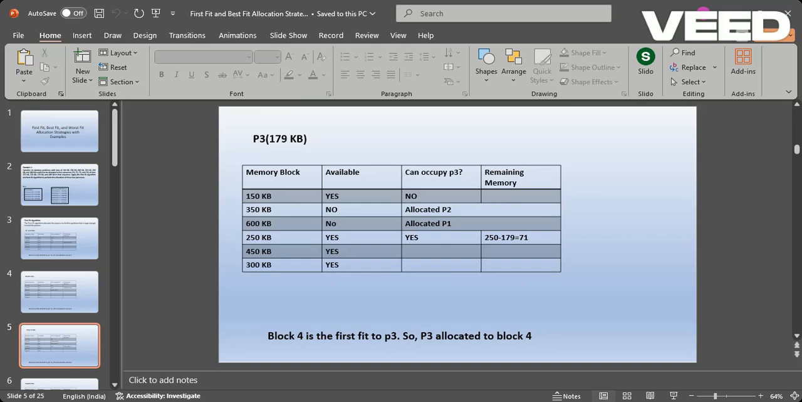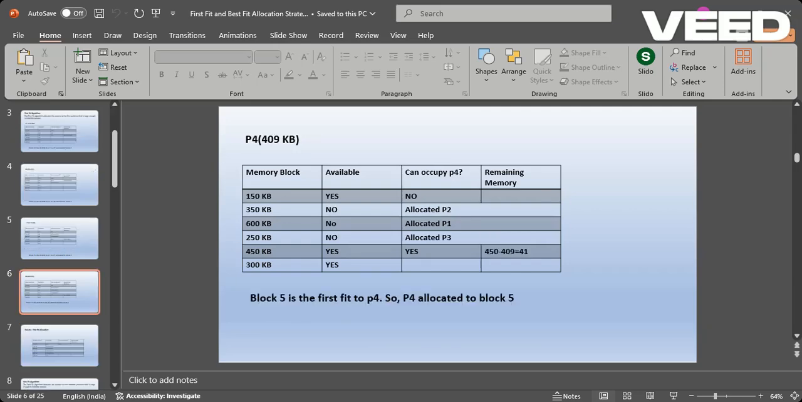The fourth block, 250 KB, is enough to store the P3 process because the size of P3 is 179 KB. So here we can occupy P3, and we write S in that column. Then we find the remaining memory wastage: 250 minus 179 equals 71. So block 4 is the first fit for P3, and we allocate P3 inside the 250 KB block.